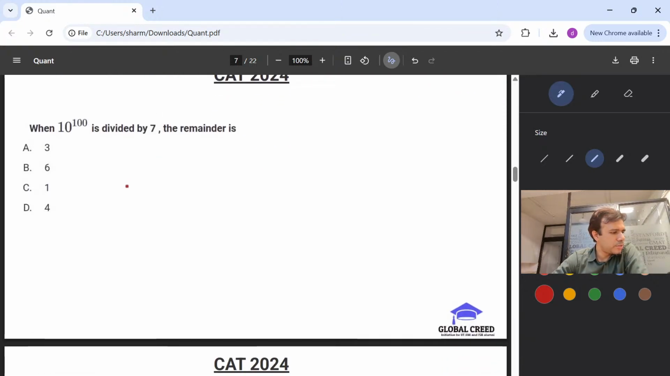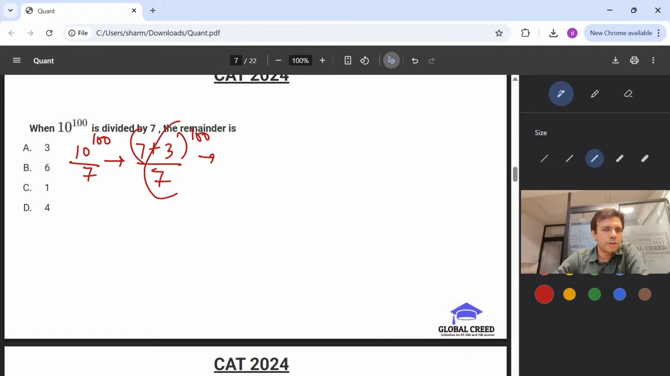What does the next one say? The next one says 10 to the power 100. You have to divide by 7 and find the remainder. So let's do that. We'll need a little more space here, so let me write a shorter version. 10 to the power 100 divided by 7. If you know the binomial method, we could easily say (7 plus 3) to the power 100 divided by 7. If you know the binomial, this comes down to 3 to the power 100 divided by 7.